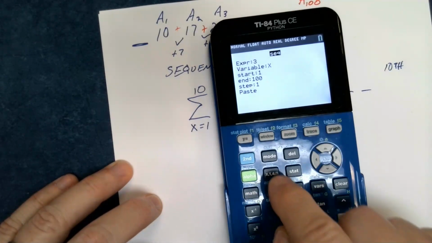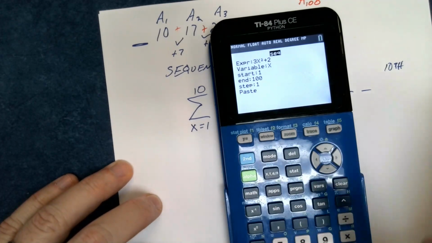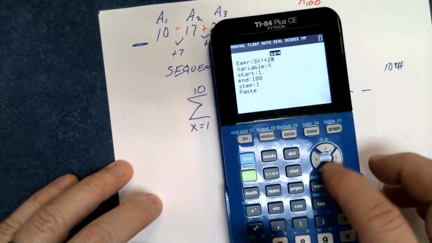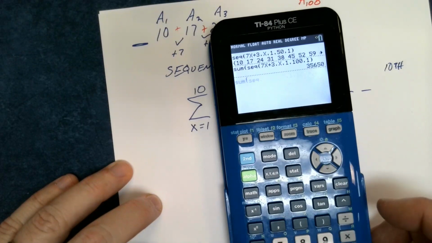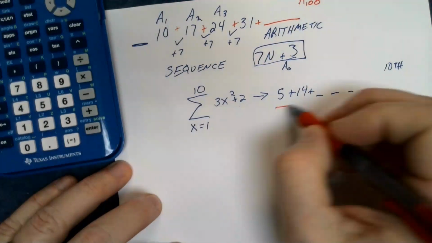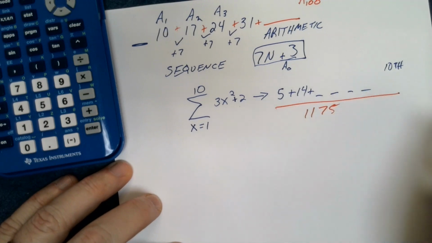Now, I'm hoping you know that 3x squared plus 2 is not an arithmetic sequence. So we don't have a special formula for things that are quadratic. But this system will work. So 1 through 10, step 1, paste, poof. And it tells me that the sum of all 10 of those terms, if I was to write them all out, remember I only wrote the first 2, but the sum of all 10 of those is 1,175.